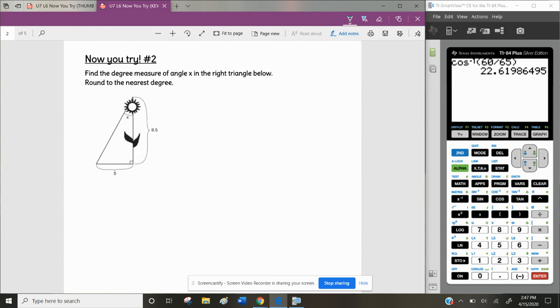Number 2, find the degree measure of angle X in the right triangle below, round to the nearest degree. So let's see what sides we have in terms of this reference angle. I have the opposite, and I have the adjacent, and that's going to be tangent, TOA, tangent. So the tangent of our angle labeled X equals the opposite, which is 5, over our adjacent, which is 9.5.